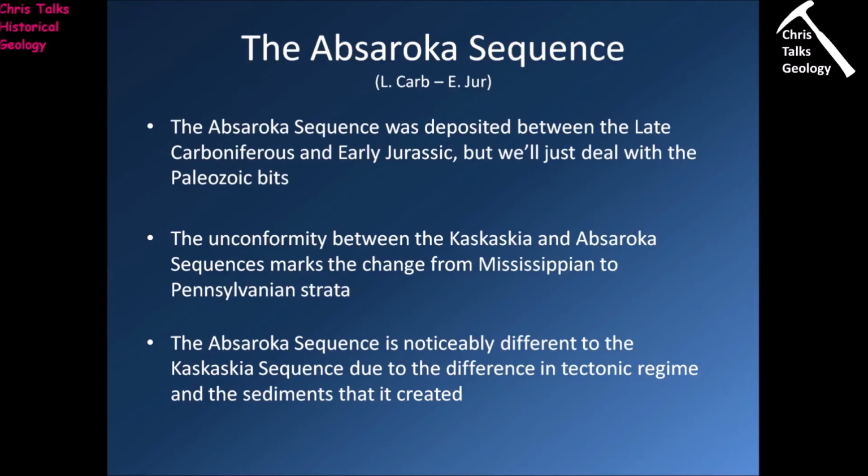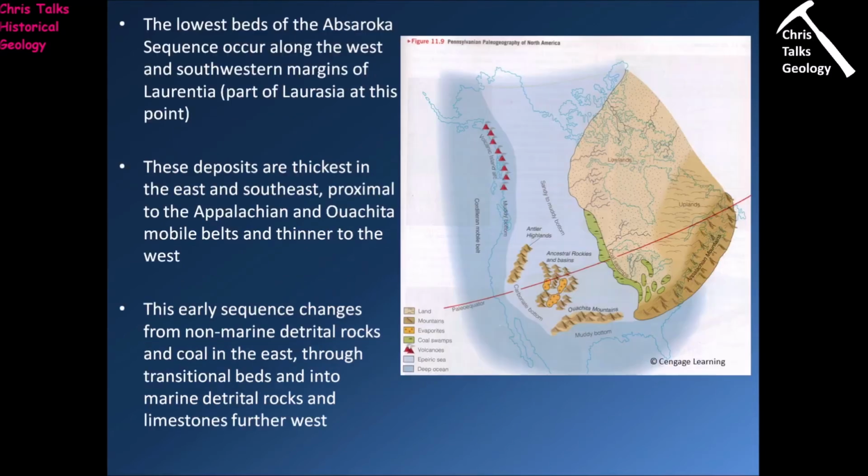Okay, so after the Kaskaskia came the Absaroka sequence. The Absaroka sequence was deposited between the late Carboniferous and the early Jurassic, but we're only really going to worry about the Paleozoic bits. So the unconformity between the Kaskaskia and the Absaroka sequence marks the change from the Mississippian to the Pennsylvanian. Now, the Absaroka sequence is noticeably different from the Kaskaskia sequence due to the difference in tectonic regime and the sediments that are created. So we're going to see different types of rocks.